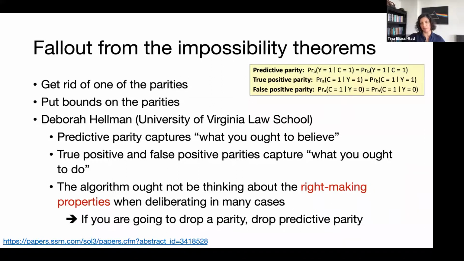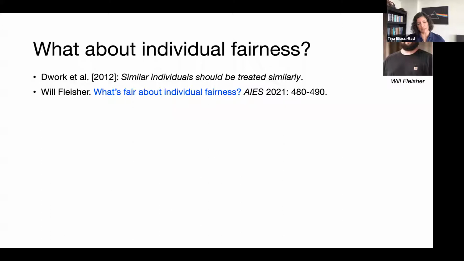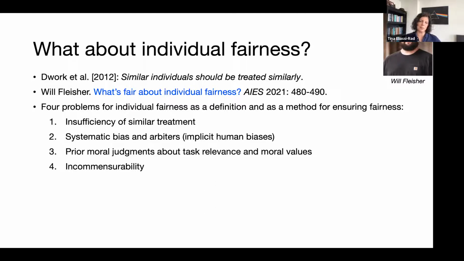Now you may say, what about individual fairness? There's all this work by folks that did differential privacy, Cynthia Dwork leading them, where you would say similar individuals should be treated similarly. Again, Will Fleischer, who is a postdoc in the IEAI program, wrote a great paper about this that was published in AI Ethics and Society last year about what's fair about individual fairness. And he found 4 problems with it.